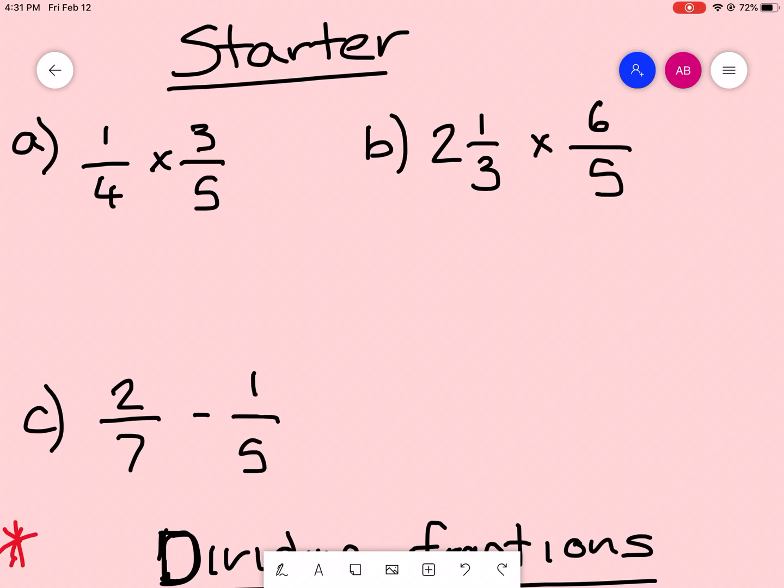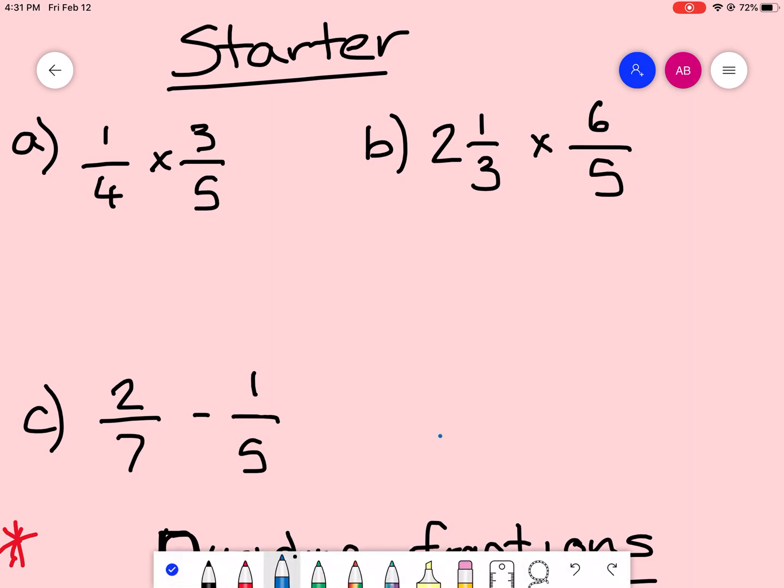Everyone, this is a video for dividing fractions. Quick starter here on multiplying and subtracting fractions. Complete that first, then come back on for the answers.